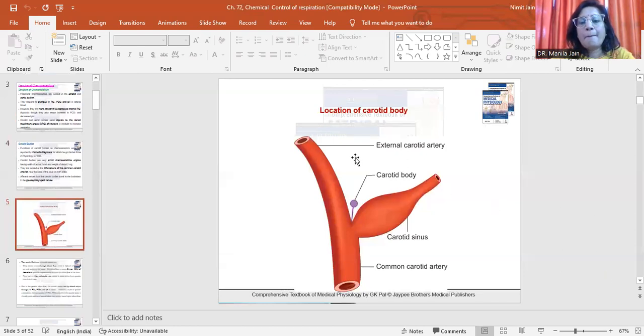Location, here you can see. This is the external carotid artery. Common carotid artery and external carotid artery. Here is the carotid sinus. And here, at the bifurcation, is the carotid body. This is the location of the carotid body. This is the common carotid artery, this is the external carotid artery, and this is the carotid sinus. Here is the location of the carotid body.